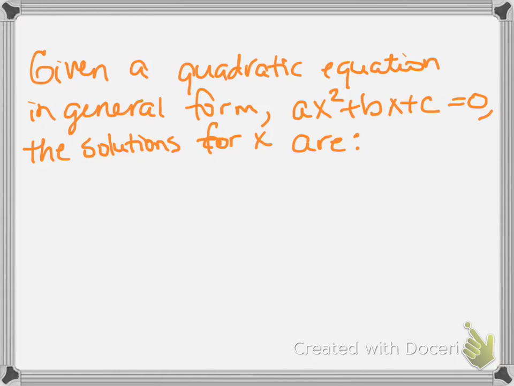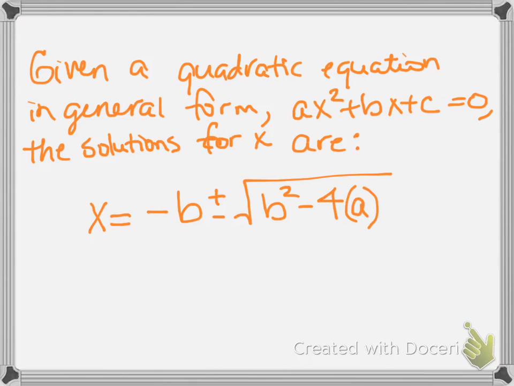It's a long, crazy formula that you will memorize because you'll use it so much. x equals negative b plus or minus the square root of b squared minus 4 times a times c, and then this whole thing is divided by 2 times a. Okay, so there's the formula.